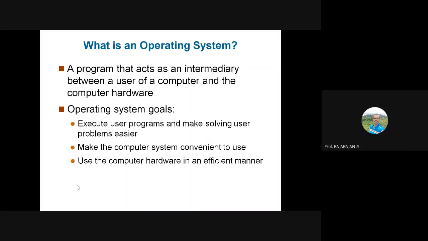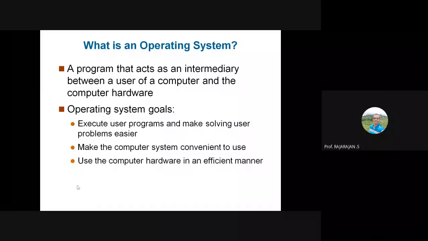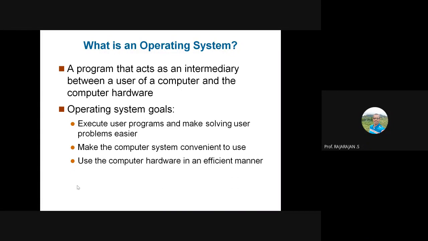This is about what an operating system is, which is a program that acts as an intermediary between a user and the computer hardware. And these are the goals. It is supposed to execute programs, make the computer system convenient, and use the computer hardware in an efficient manner.